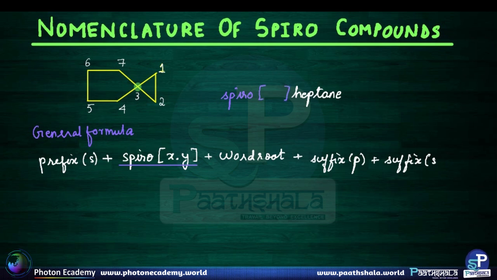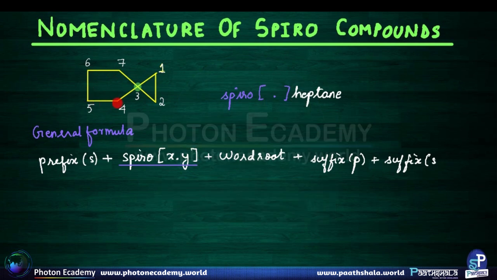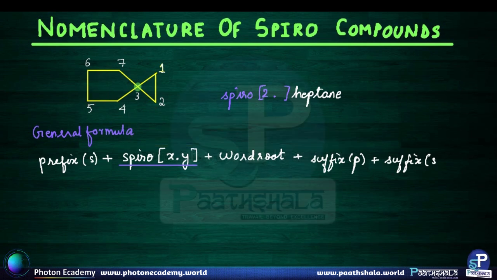Spiro x dot y. In this example, what is our x and what is our y? x is the number of carbon atoms present in the smaller chain, and y is the number of carbon atoms present in the longer chain, just the reverse of bicyclo compounds. So, in this example, the number of carbon atoms present in my smaller chain is 2. So, x is 2 and y is 4 because there are 4 carbon atoms present in the longer ring. So, this is the correct IUPAC name for this compound. Let's solve one more question.